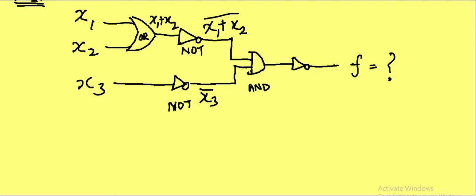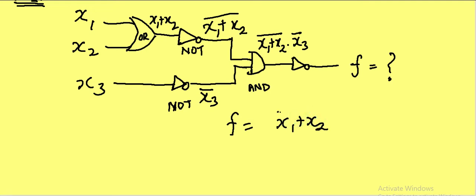So it will be the best way to prepare, right? Now this is an AND gate. So what will be there? (x1 plus x2 complement) dot x3 complement, and again this entire thing will be complemented, right? So F will be (x1 plus x2 complement) dot x3 complement, and the complement of the whole output because of this NOT gate.